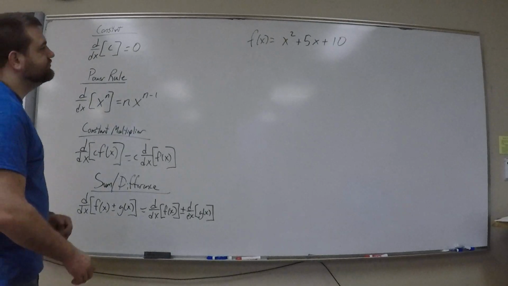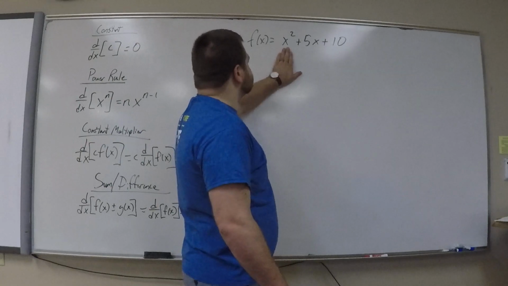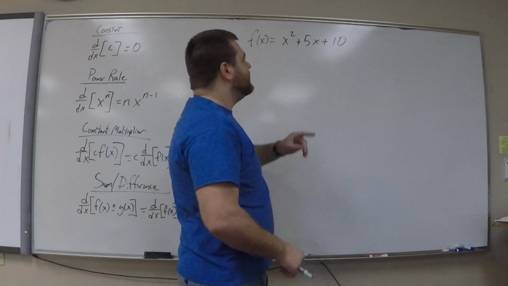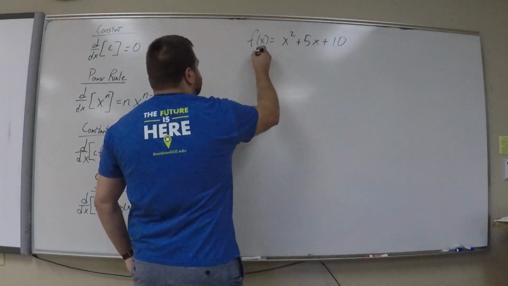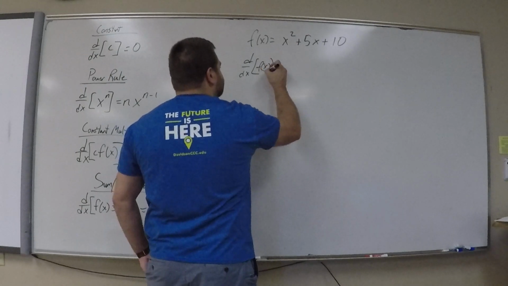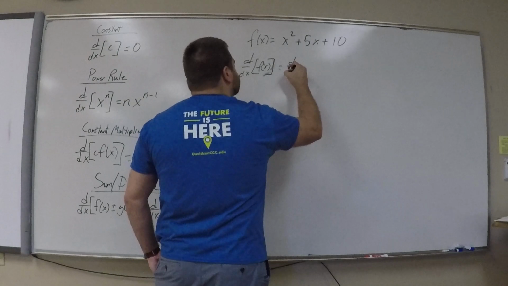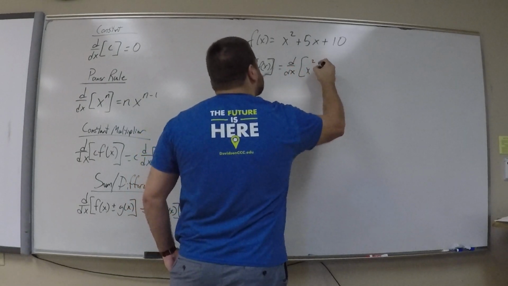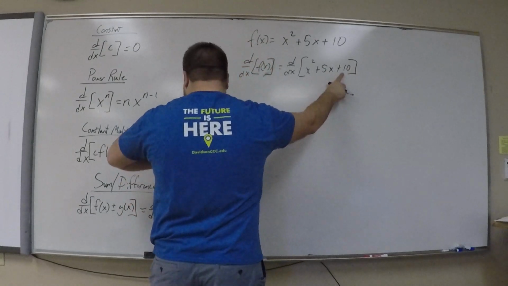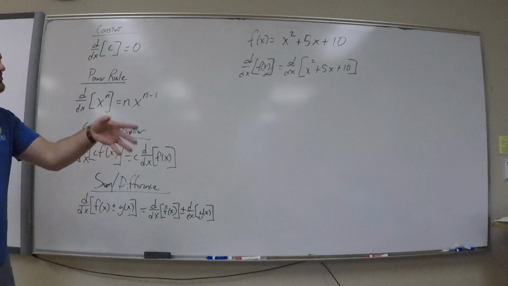All right, so if I look at this function, I see a sum. Let's break down the function to figure out what is going on. If I want to take the derivative with respect to x of f(x), the derivative with respect to x of all of this, x squared plus 5x plus 10, I see I'm taking the derivative of a sum. Therefore I can use the sum rule and break up the derivative over each part of the sum.